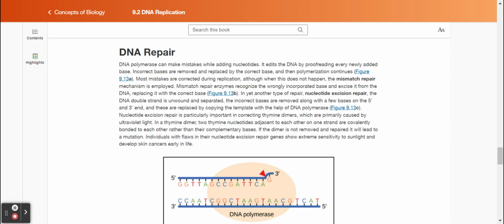In yet another type of repair, nucleotide excision repair, the DNA double strand is unwound and separated. The incorrect bases are removed along with a few bases on the 5' and 3' end, and these are replaced by copying the template with the help of DNA polymerase. Nucleotide excision repair is particularly important in correcting thymine dimers, which are primarily caused by ultraviolet light. In a thymine dimer, two thymine nucleotides adjacent to each other on one strand are covalently bonded to each other rather than their complementary bases. If the dimer is not removed and repaired, it will lead to a mutation.